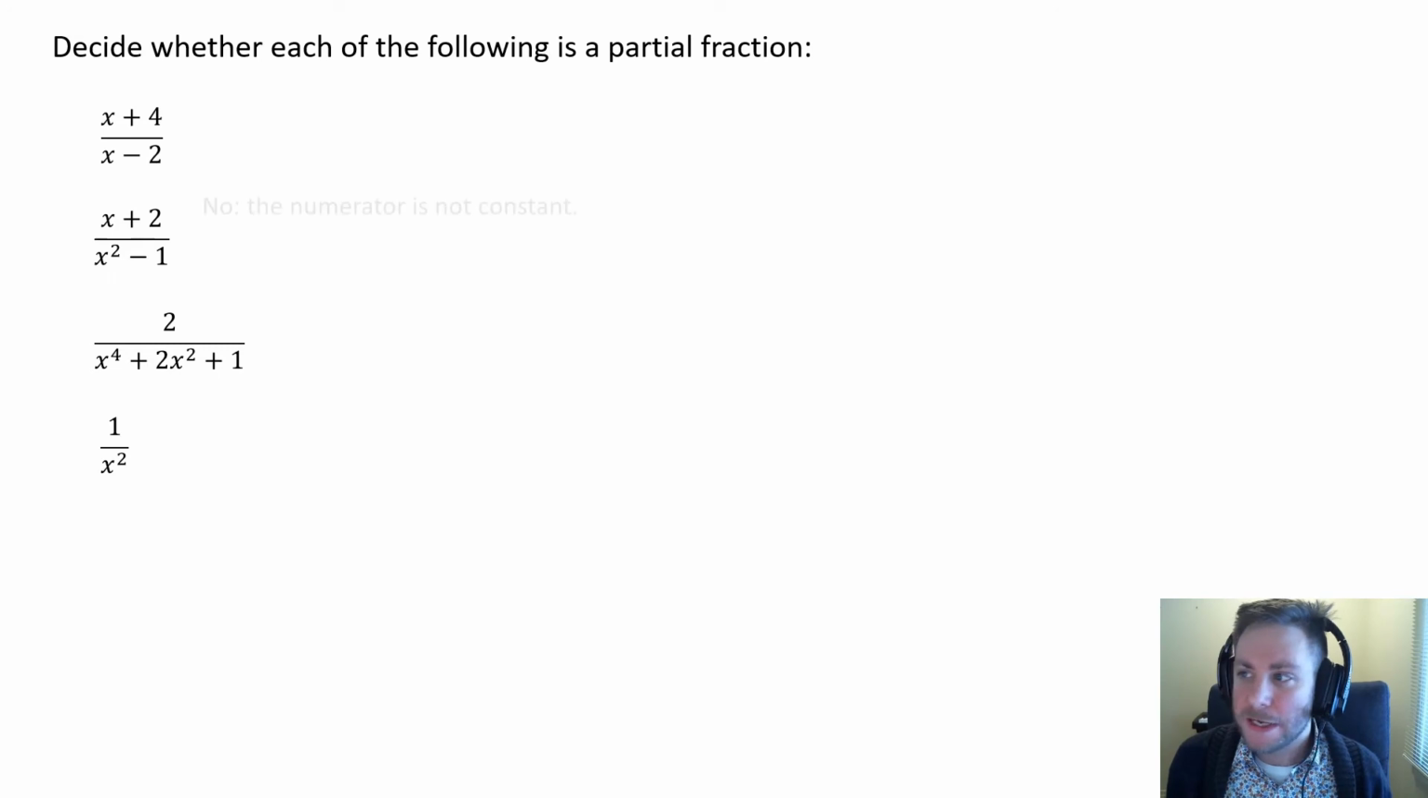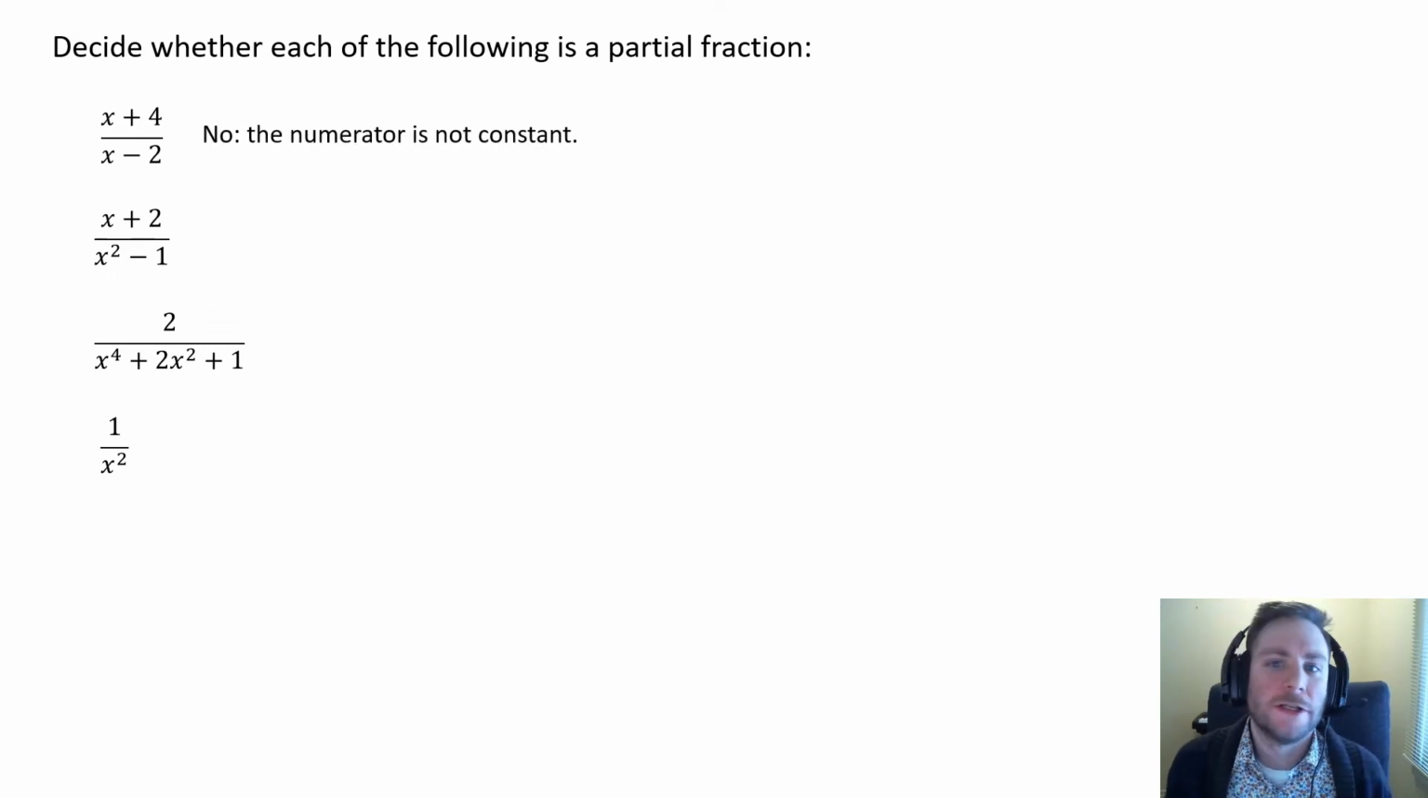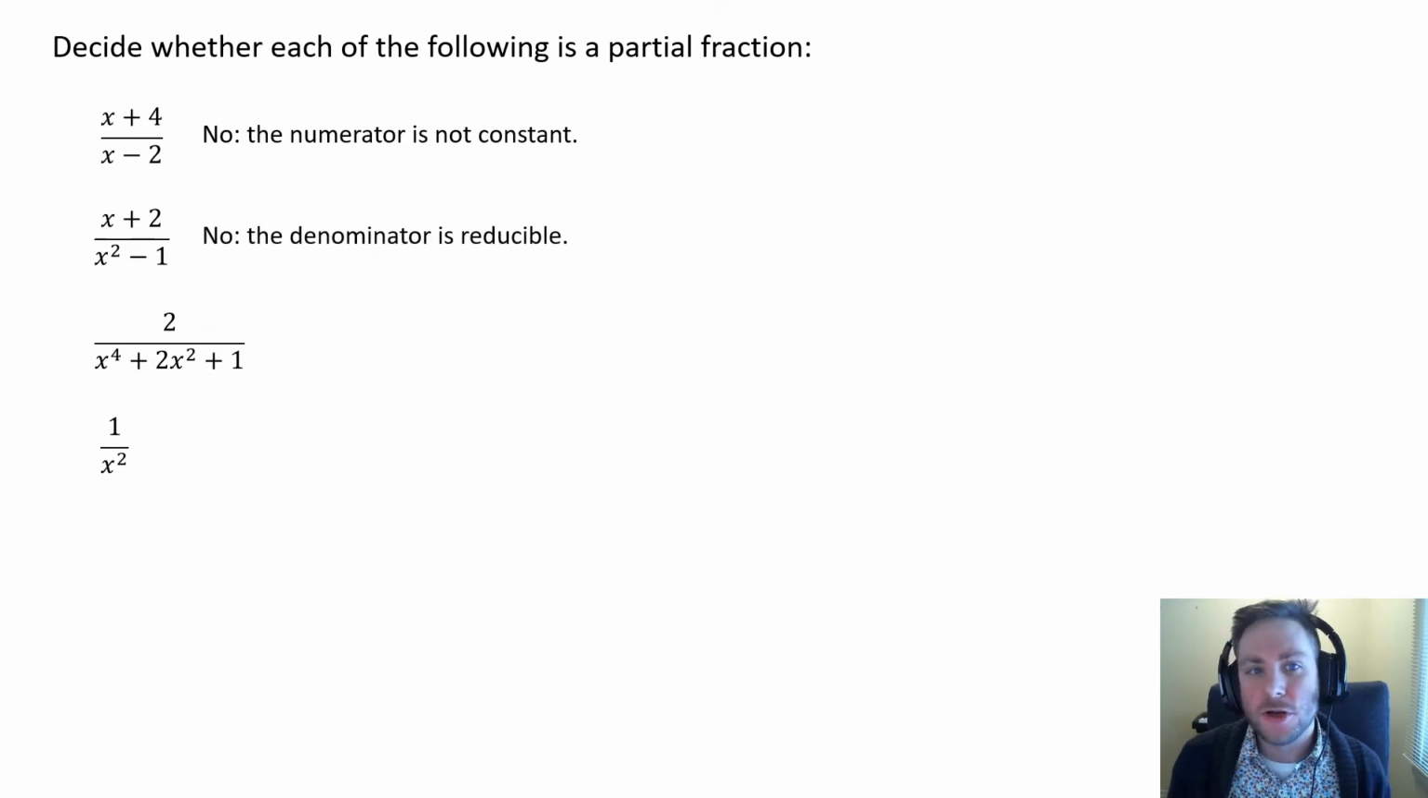This first one is not a partial fraction because this is of the form linear over linear, not constant over linear. So it doesn't match either of the given types. This second one is also not a partial fraction because although it is linear over quadratic, the denominator can be factored, so it's not an irreducible quadratic in the denominator.